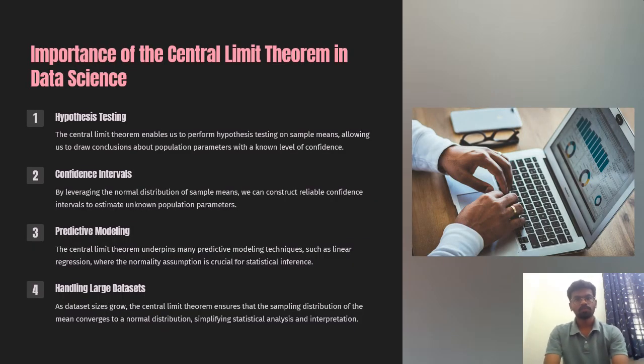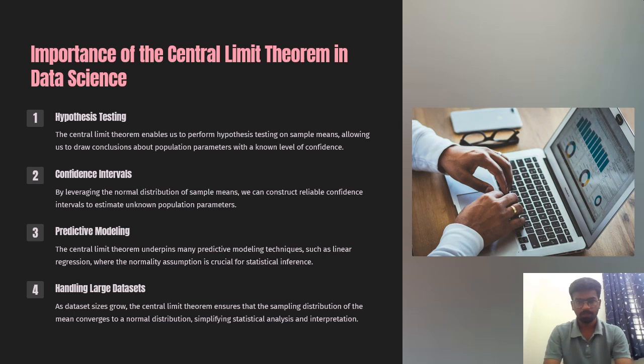So, the importance of the central limit theorem in data science. The first one is hypothesis testing, where the central limit theorem enables us to perform hypothesis testing on sample means, allowing us to draw conclusions about the population parameters with a known level of confidence. The second one is confidence intervals, where by leveraging the normal distribution of sample means we can construct reliable confidence intervals to estimate the unknown population parameters.